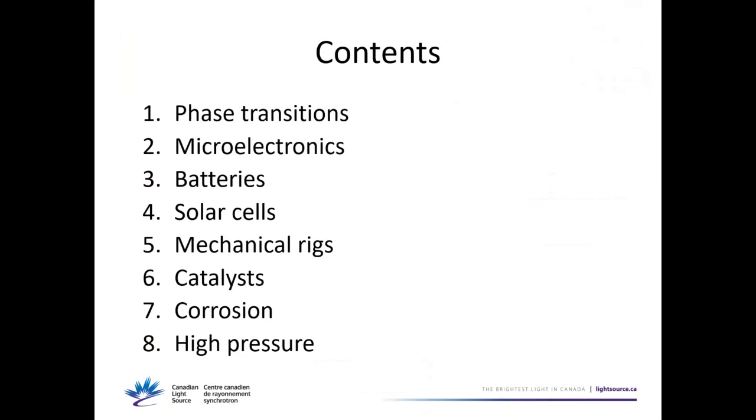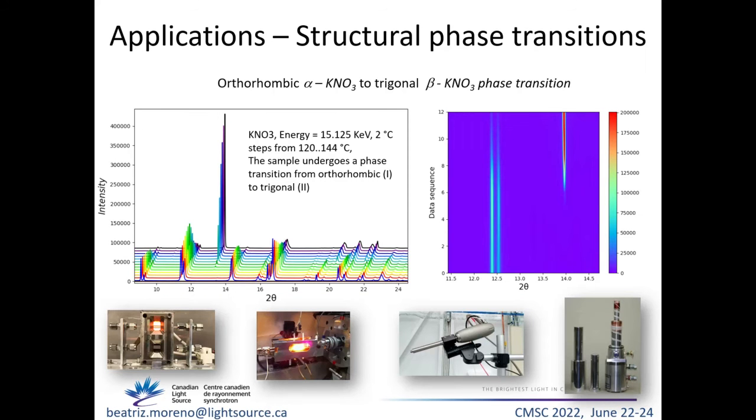So in this presentation, I'll present a few cases of in-situ X-ray diffraction and scattering that we have here at the Canadian Light Source, and in general what can be done here and elsewhere. One of the most common environments that you can find is just controlling the temperature of the sample. When you control the temperature, let's say you increase or lower it, you will be able to study phase transitions. This is just a demonstration example of potassium nitrate.